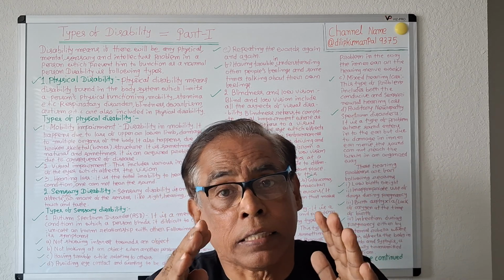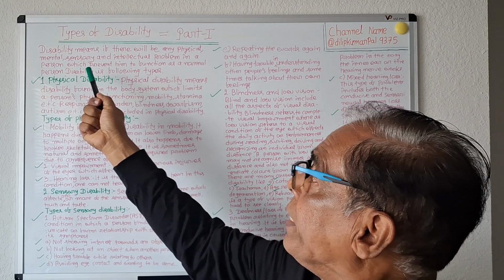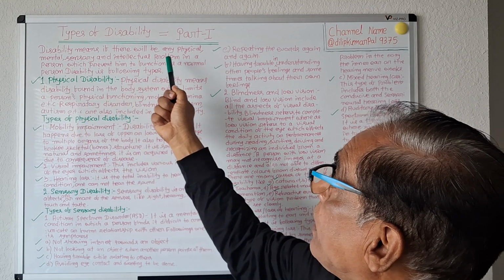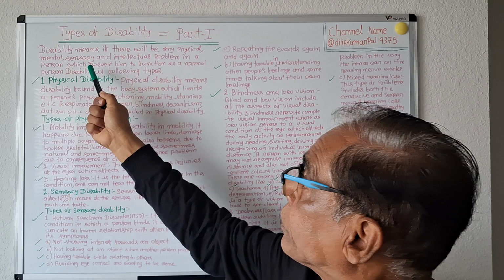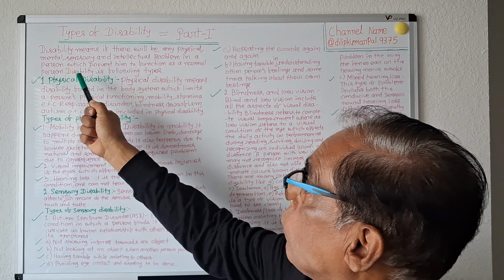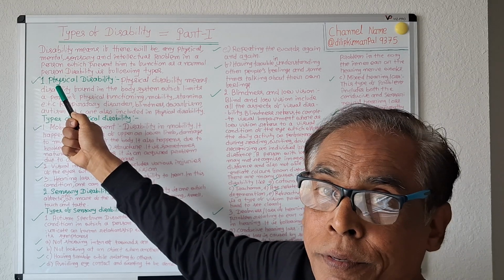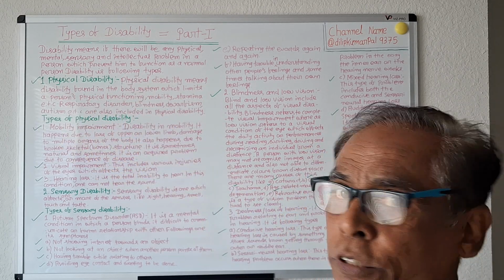Let us start. Types of disability. Disability means if there is any physical, mental, sensory, or intellectual problem in a person which prevents him from functioning as a normal person. Disability is of the following types.